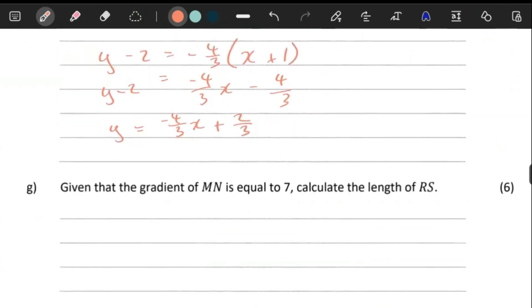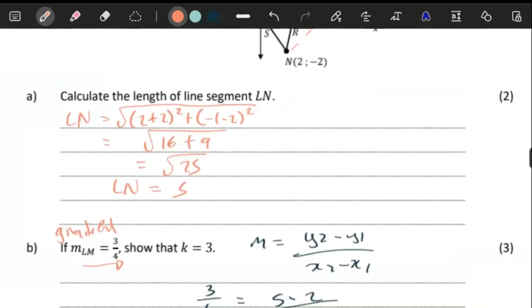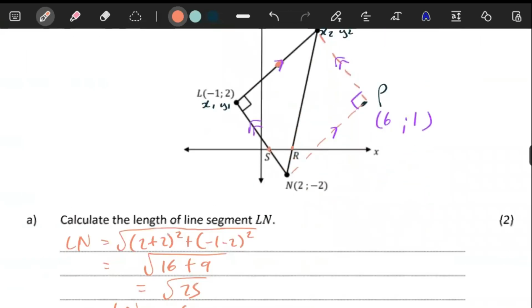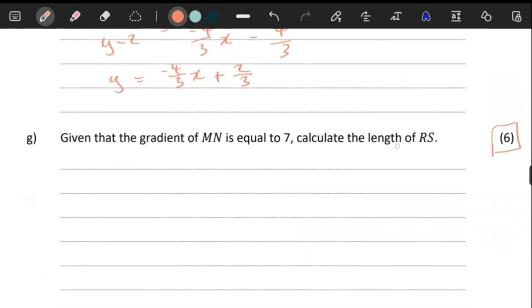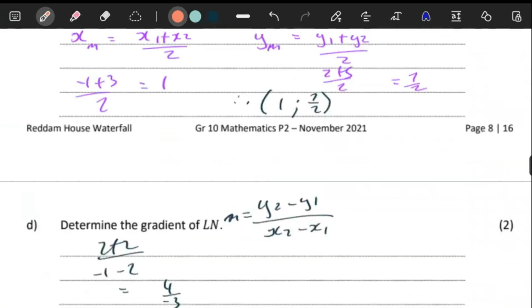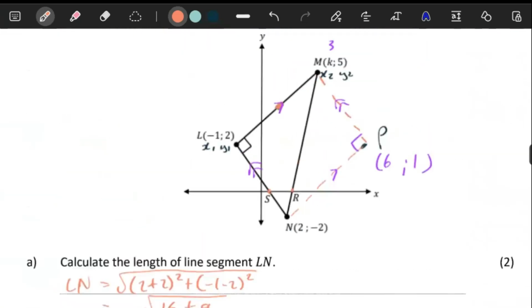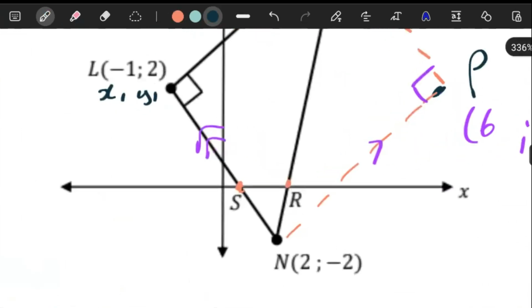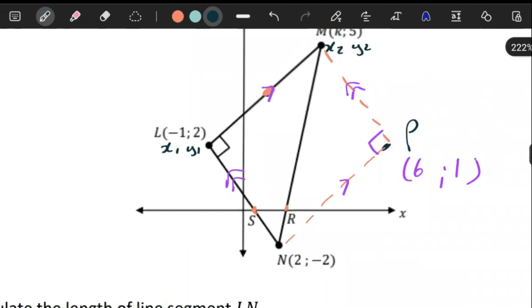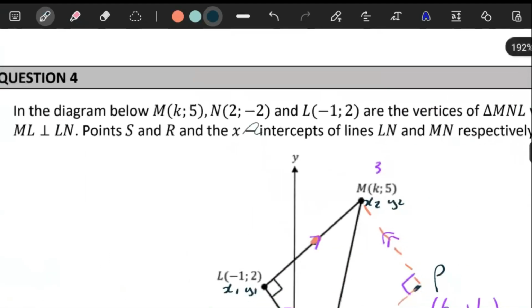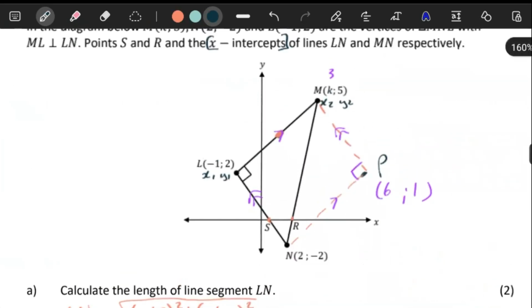Okay, moving on. Question 6 out of 6. They said, given that the gradient of Mn, where's Mn? Yeah, it's quite steep. So the gradient is 7. Calculate the length of Rs. Rs? Oh, okay. From here to there. Well, fortunately, it looks like we can just get the equations of the two lines and then get their x-intercepts, because the equation of Ln we already have.